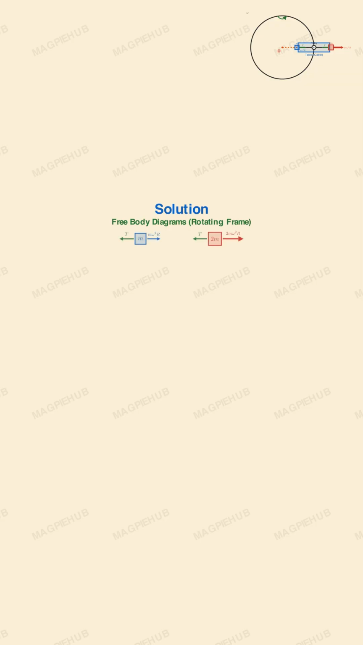For mass 2m, the centrifugal force 2m omega squared r acts outward, and tension T acts inward through the string. Since 2m accelerates outward with acceleration a, we write 2m omega squared r minus T equals 2m a. For mass m, the centrifugal force m omega squared r acts outward, but the string tension T pulls it inward. Since m moves inward with acceleration a, we write T minus m omega squared r equals ma.